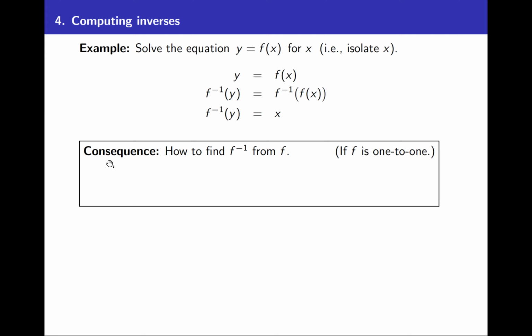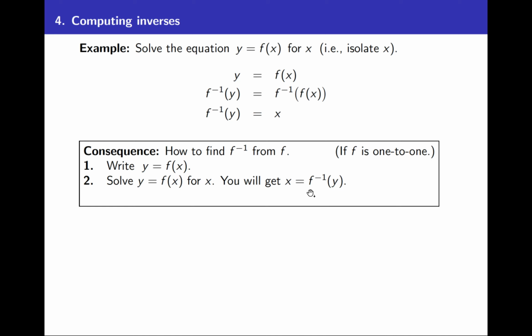And that gives us a consequence. How to find f inverse from f, provided f is a one-to-one function. This is a three-step procedure. You're going to mimic what you did up here. Start out by writing y equals f of x in step 1. Now the next thing you would do is solve that for x. Solve the equation y equals f of x for x. And as we saw up here, we get x equals f inverse of y.